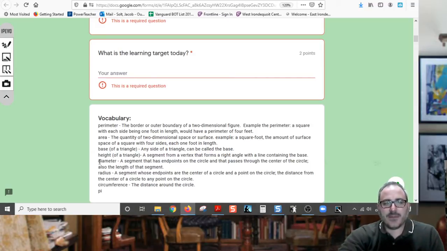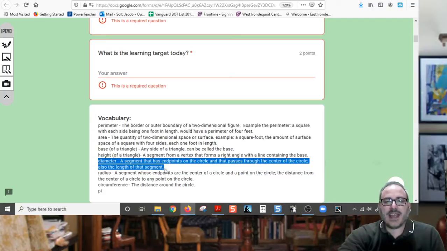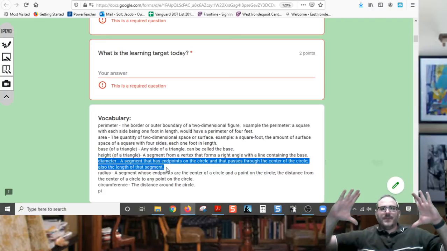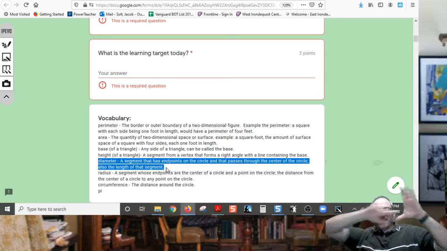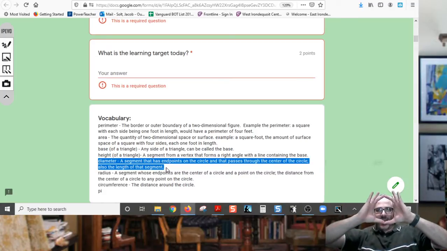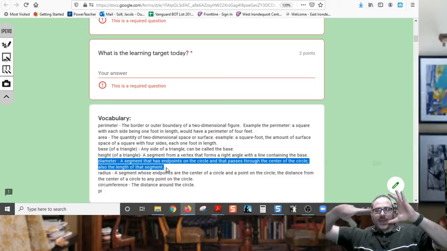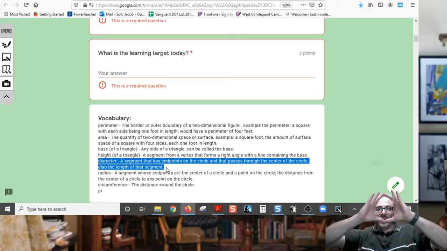Let's talk about diameter. So diameter, it's a segment that has its endpoints on a circle. So if you have a circle, the diameter is all the way across and through the center, right? If you have a circle like this, then the diameter is a segment all the way across and through the center, okay? So the diameter is going to be the distance of 2 radii.